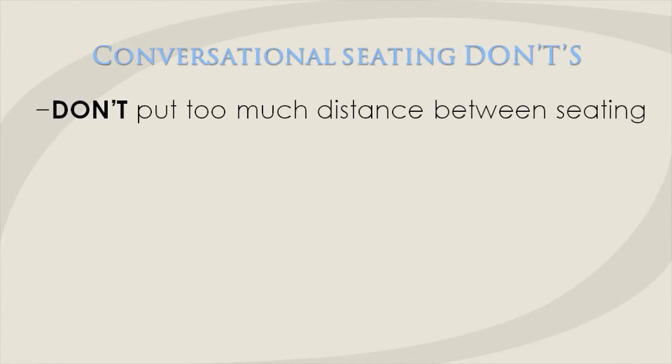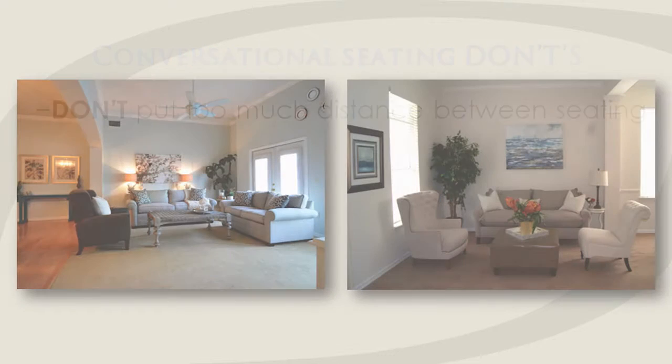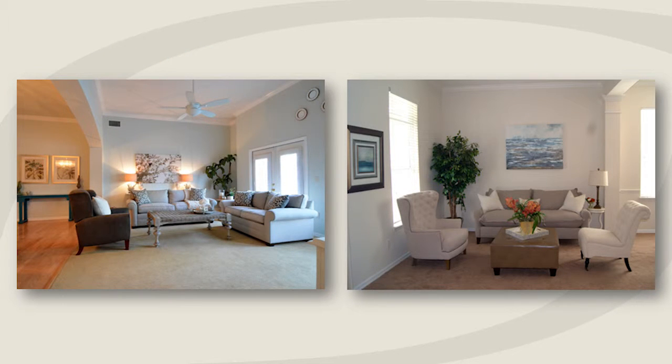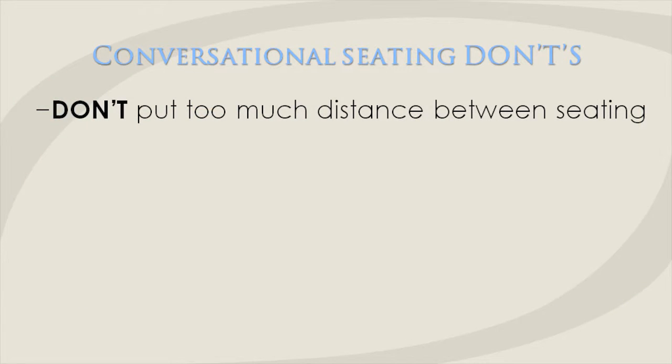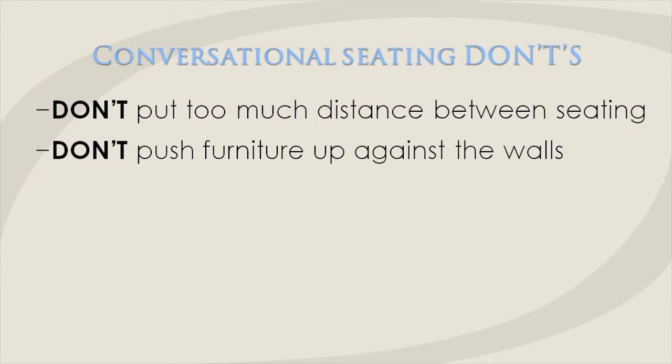Don't put too much distance between seating. Conversation areas should be spaced so that everyone feels comfortable in their personal space and there's plenty of room to walk around, but not so far apart that anyone feels the need to raise their voice in order to be heard or twist around to see somebody. Don't push furniture up against the walls. Even if you can only spare a few inches, leave some space in between them. This creates warmth and better flow overall.